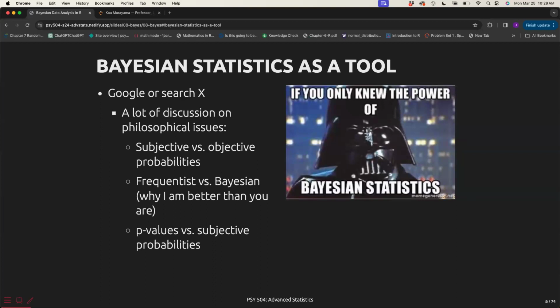You'd see squabbling between frequentists and Bayesians. Usually this is just why I'm better than you are. So Bayesians think that they're better than frequentists and frequentists think that they're better than Bayesians. So you'll see a lot of that discourse. You'll also see discussion on p-values versus subjective probabilities like Bayes factors.